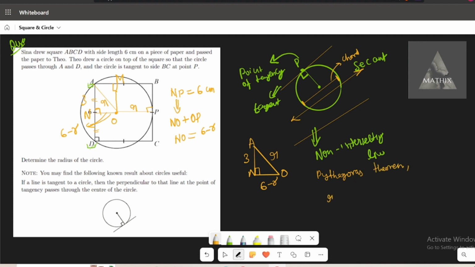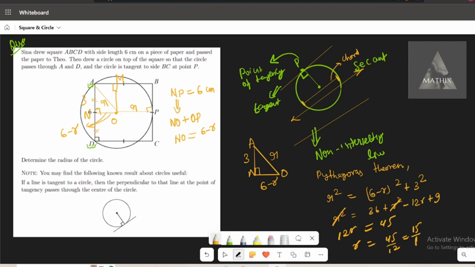Applying the Pythagoras theorem, R square is equal to (6 minus R) square plus 3 square. Opening up the brackets, we get 36 plus R square minus 12R plus 9. Now the R square will get cancelled. So 12R is equal to 45. From here we get R is equal to 45 by 12, which is basically 15 by 4. So the radius that we require is 15 by 4.